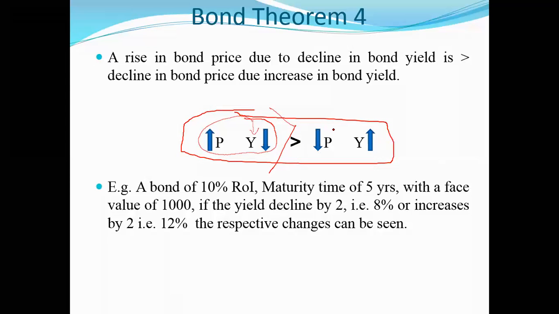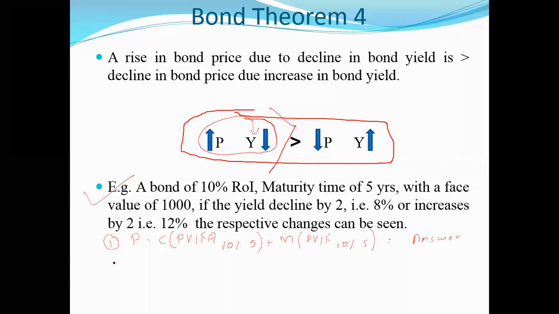You don't believe me? It looks confusing. Solve this particular example on your own and you'll be able to get the answer. There are three things that you have to do. One, calculate the price of the bond using the formula P is equal to C into the present value interest factor annuity for R, where R, initially, we'll take as 10%, and time we'll take as 5 years, plus M into the present value interest factor at 10% for 5 years. You will get some answer here.